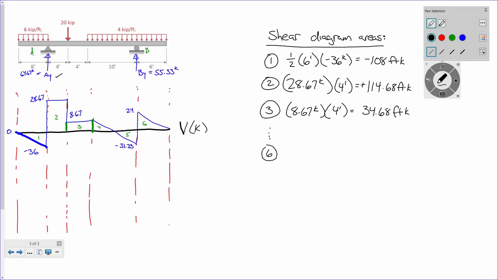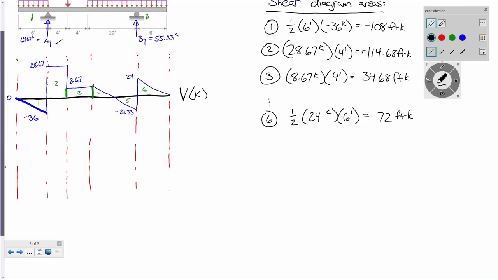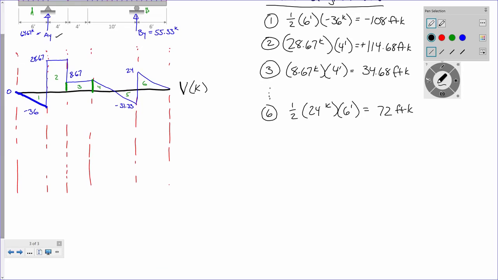Let's just go ahead and do 6. 6 is simple. 6 is 1/2 24 times 6 feet, which is 1/2 24 is 12. 12 times 6 is 72. Right? Everybody good? Okay. So if that's good, let's look at 4 and 5. Let's sort of investigate that.